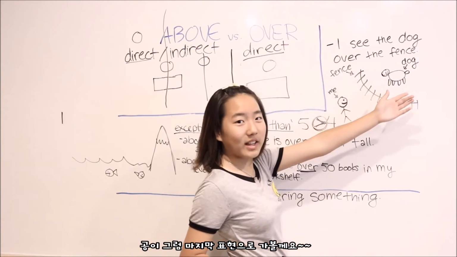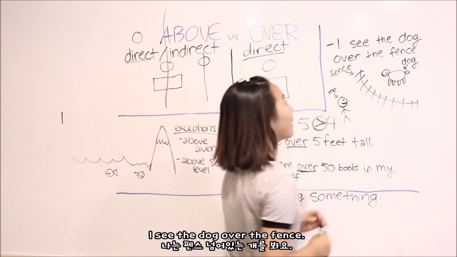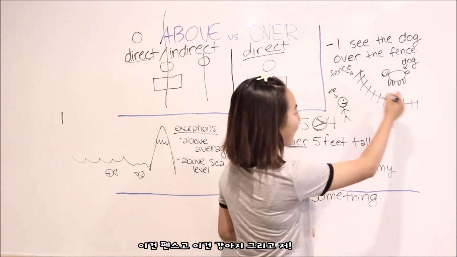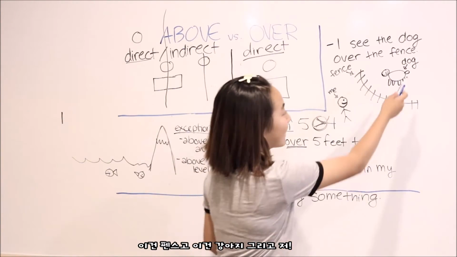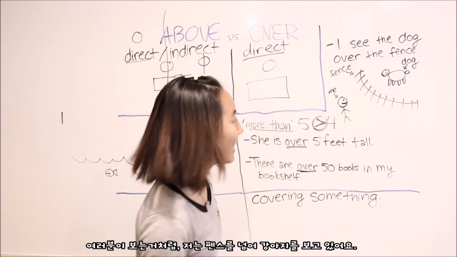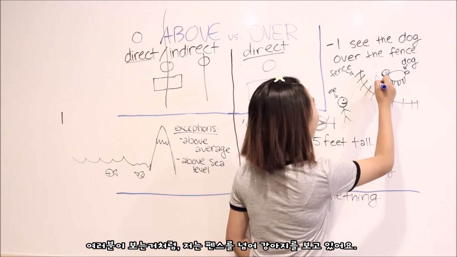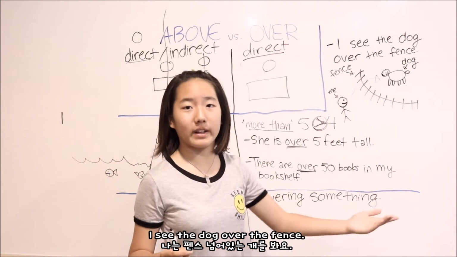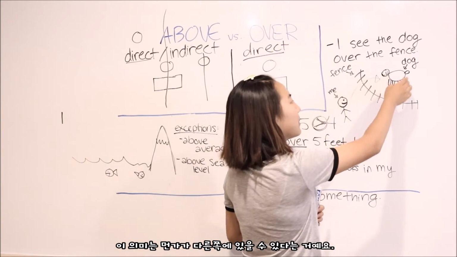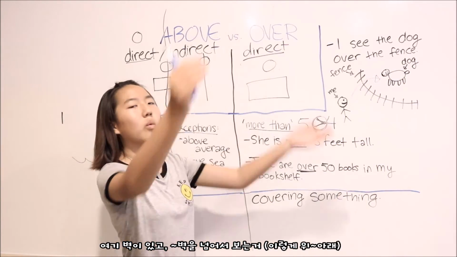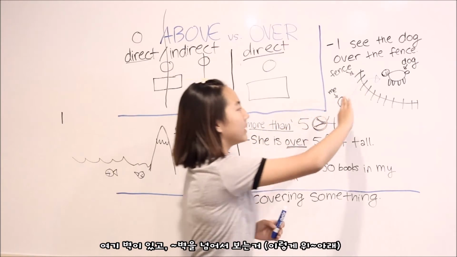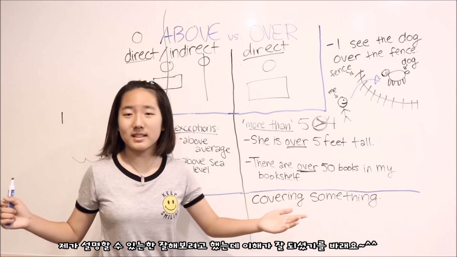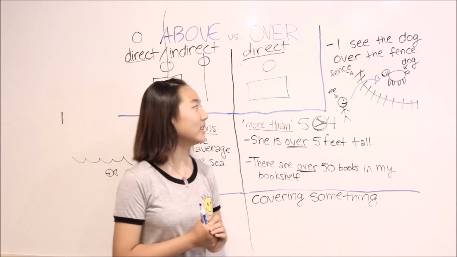Now let's move on to our last way of using over. I see the dog over the fence. So I have a little diagram here. This is the fence. And then that is the dog and that is me. And as you can see, I'm looking over the fence to the dog. I see the dog over the fence. And that means that something can be on the other side. So there's like a wall and you look over the wall. It means that it's going over it. Hopefully that all made sense to you. I tried to explain it as well as I could.